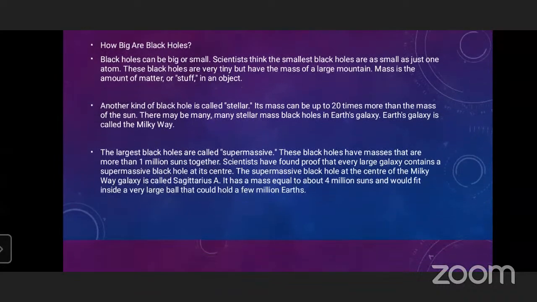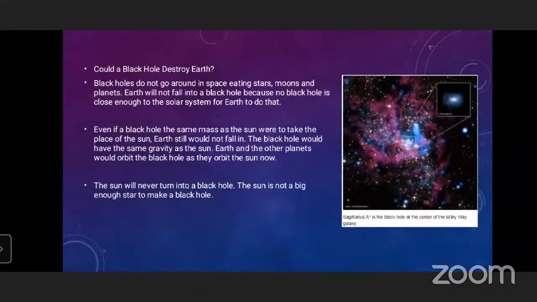Could a black hole destroy Earth? Black holes do not go around in space eating stars, moons, and planets. Earth will not fall into a black hole because no black hole is close enough to the solar system to eat the Earth. Even if a black hole of the same mass as the sun took the place of the sun, the Earth would not fall in it, because the black hole would have the same gravity as the sun. Earth and other planets would orbit the black hole as they orbit the sun.